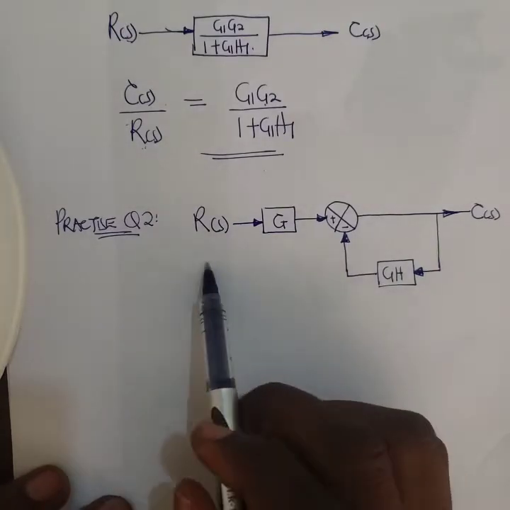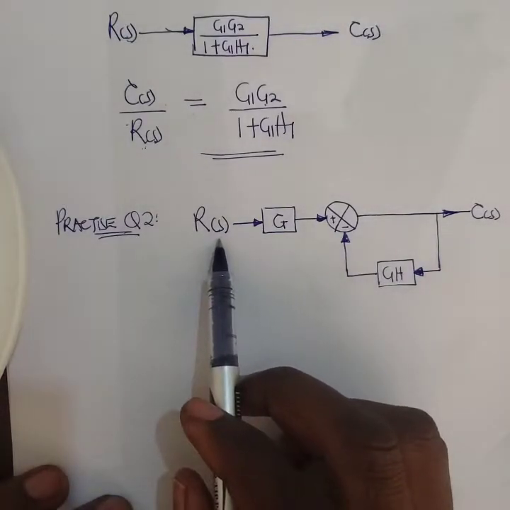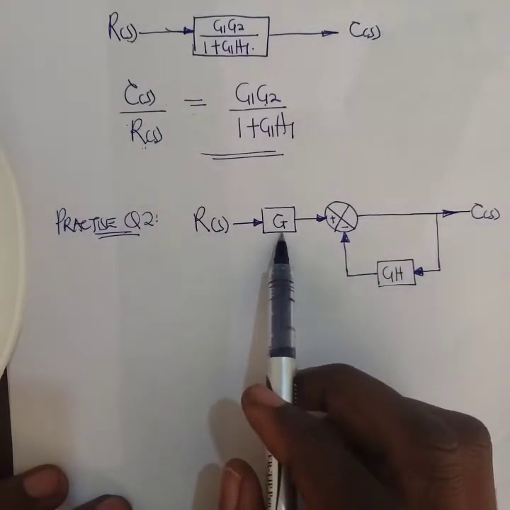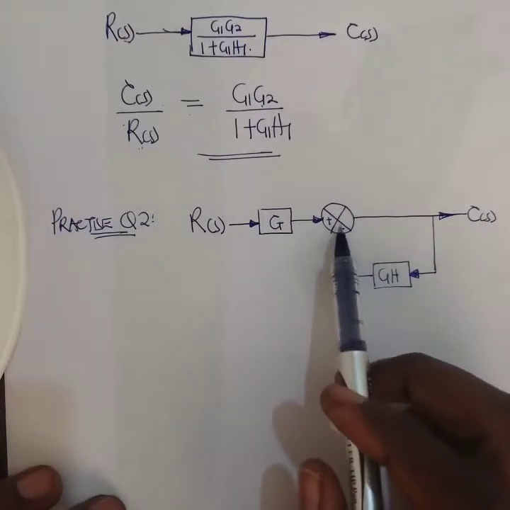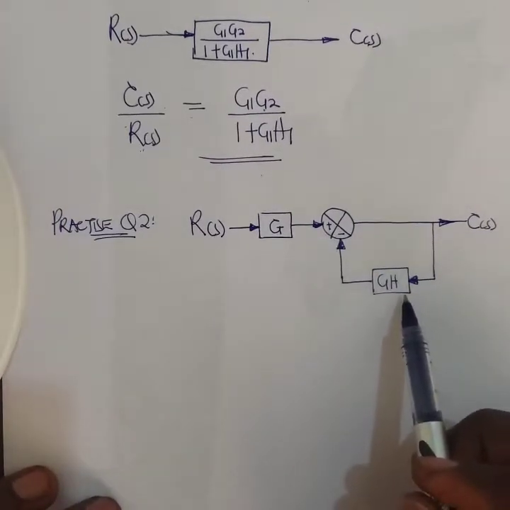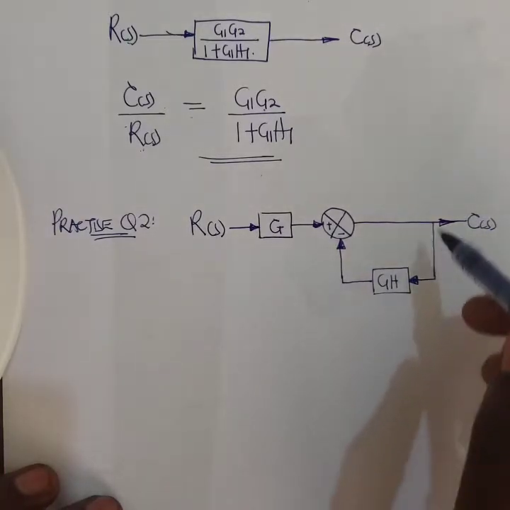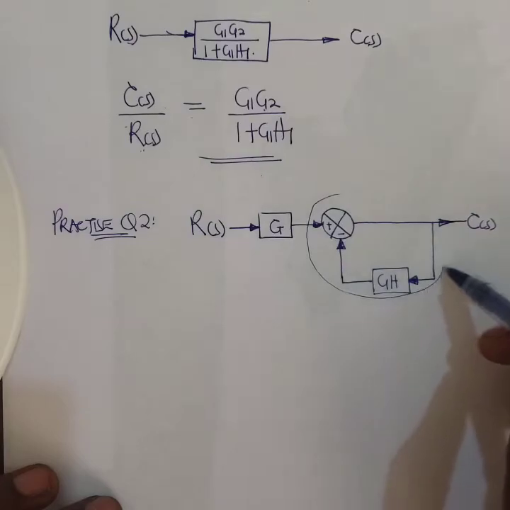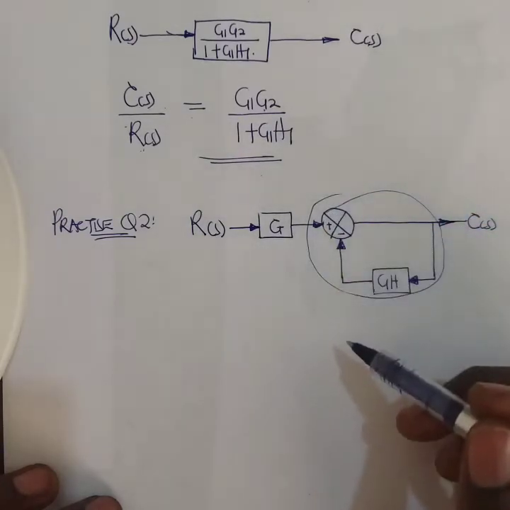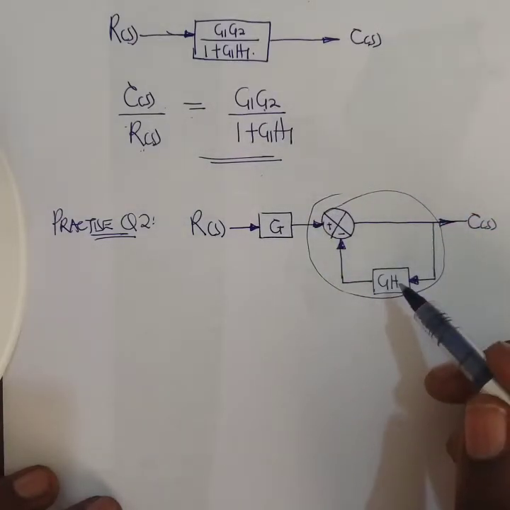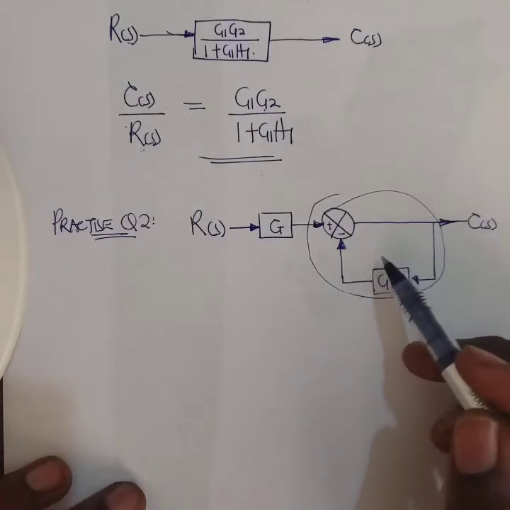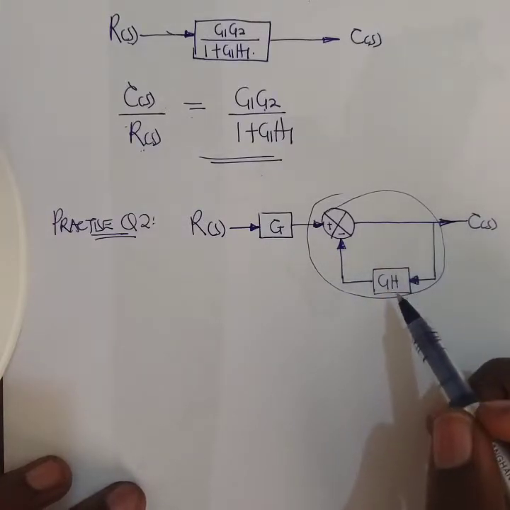So now we have this question 2. We are given our input signal R(s), we are given our forward path element G1 and our circle plus or minus, and we have a feedback element of GH with respect to our output signal C. Similarly, I can easily reduce this using the method of row reduction, and just substitute the value since I know what is going to give me already.